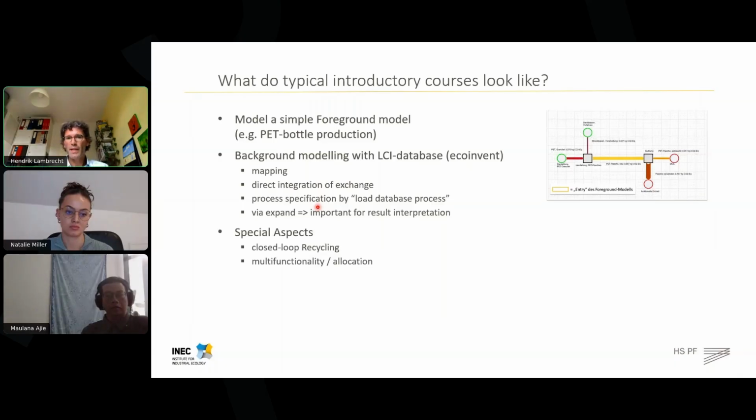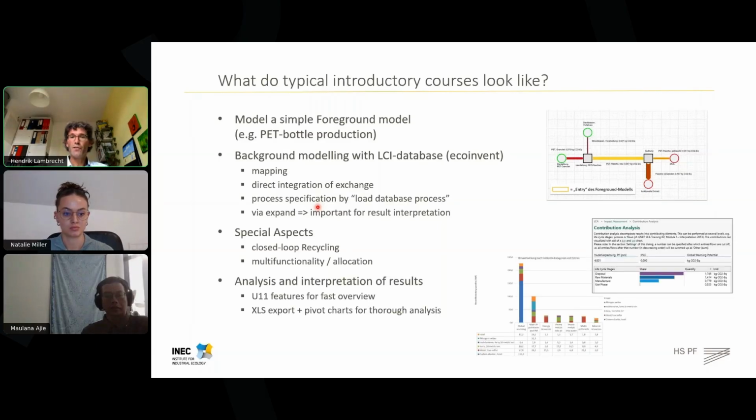Then usually I'm looking at some special aspects of LCA modeling, which is recycling. It's always an issue. And also from a methodical point of view, if I'm doing closed loop recycling in Umberto, it's not so straightforward. So this is something we look into in detail, as we are treating multifunctionality and allocation.